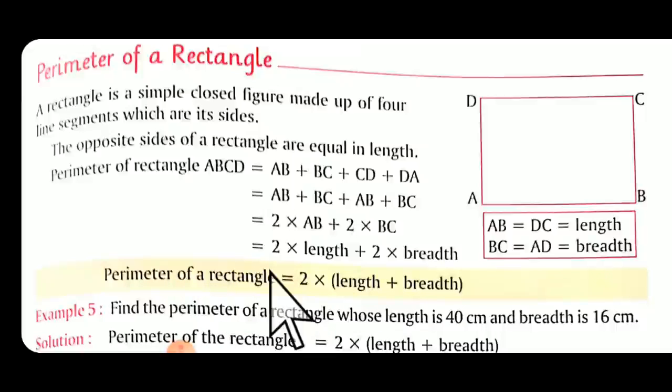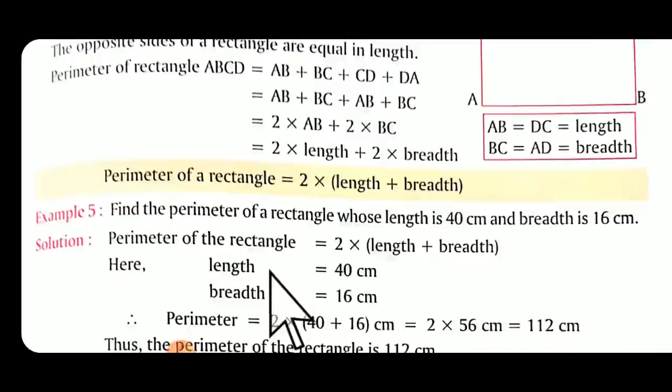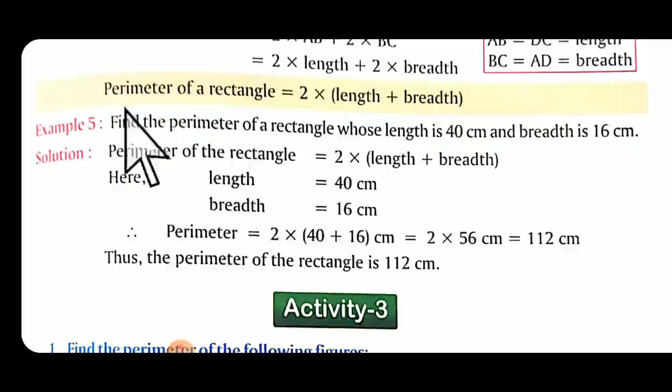Perimeter of a rectangle is equal to 2 into L plus B, that is the formula. So, let us do one example. Find the perimeter of a rectangle whose length is 40 centimeter and breadth is 16 centimeter. See, L is 40 centimeter. Always it will be bigger in length, whereas breadth is a little smaller as compared to length, 16 centimeter. Perimeter of a rectangle is equal to 2 into L plus B. Length is how much? Given 40 centimeter. Breadth is equal to 16 centimeter.